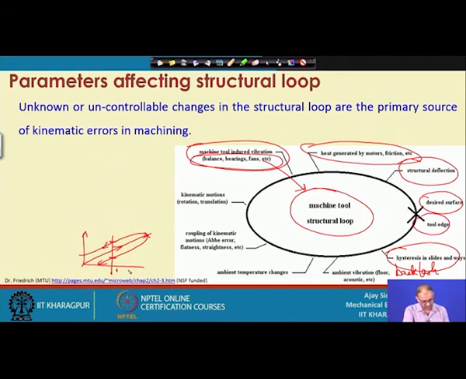Then ambient vibration, floor and acoustic: we have seen that where the machine is installed, a machine installed nearby may be giving more vibration. That vibration will propagate inside this machine structure and then it will create a problem. Temperature change, ambient temperature: even if you control the friction heat and motor heat, if you have ambient temperature change, that means variation in the climate where the machine is installed, then again the structure loop will be affected.